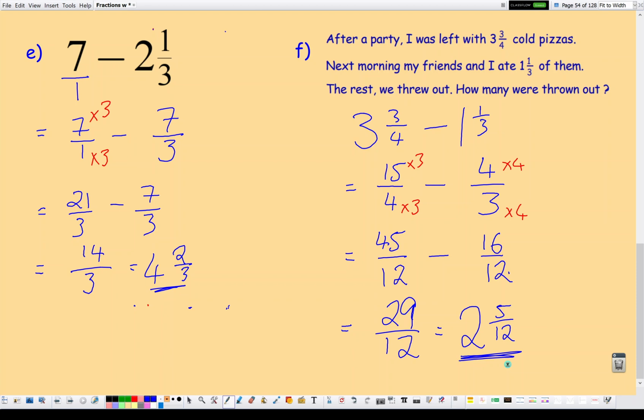What I'm going to get you to do now is a separate worksheet from the booklet. Okay, and I'm just going to go into it in a second and explain it to you.